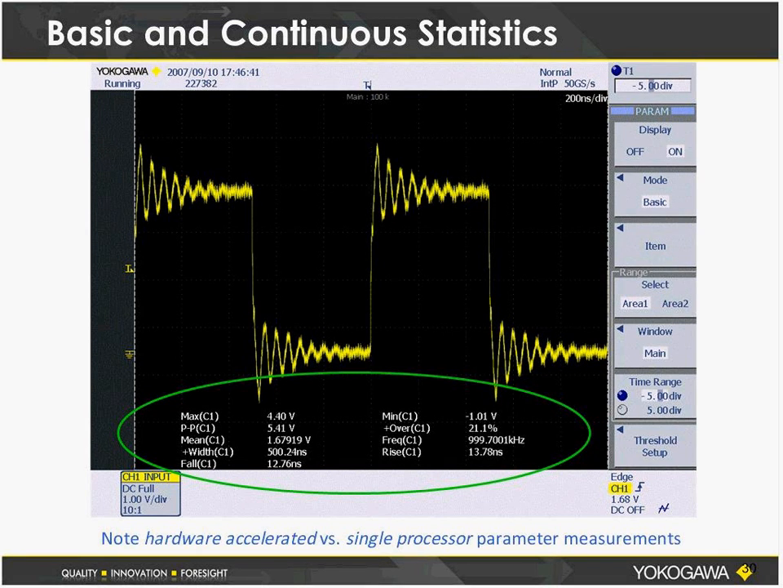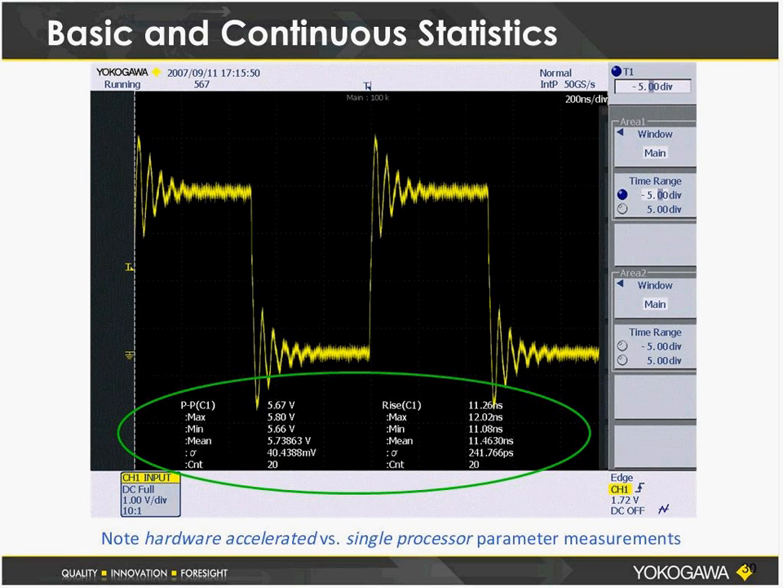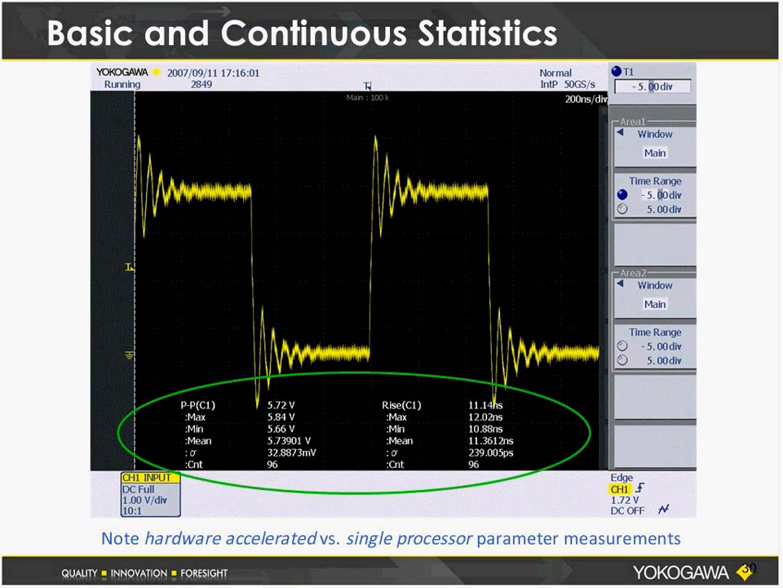As you can see, these measurements are jumping around, and to get a more stable reading, what you may want to do is average those measurements or perform statistics of those measurements over time. So here we've taken 2 parameters, peak-to-peak and rise time, and over multiple acquisitions, we're looking at the average rise time, the average peak-to-peak, and getting some statistical analysis on that.